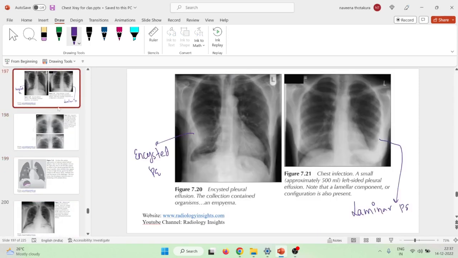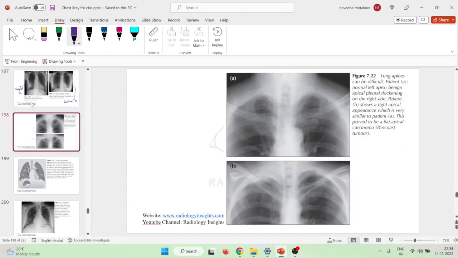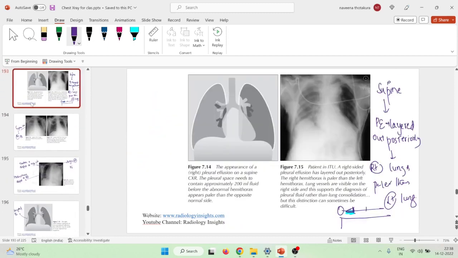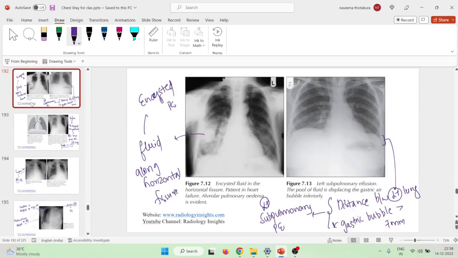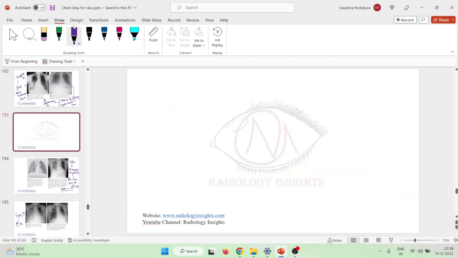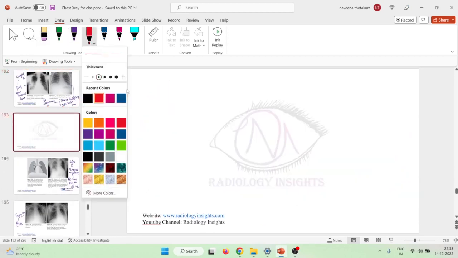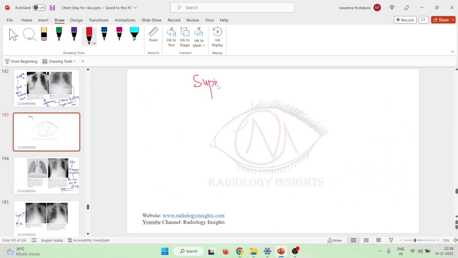So these are the important features of pleural effusion. In the next class, we will learn something else, but before that, we will see some important features of the supine chest X-ray once more. Okay, what do you see on a supine chest X-ray?